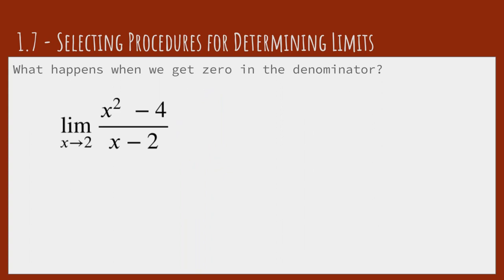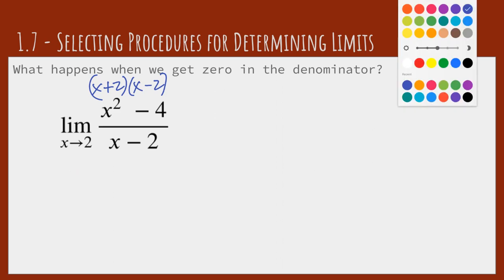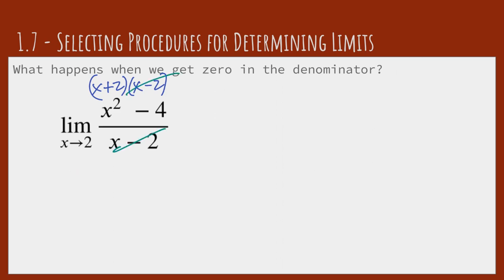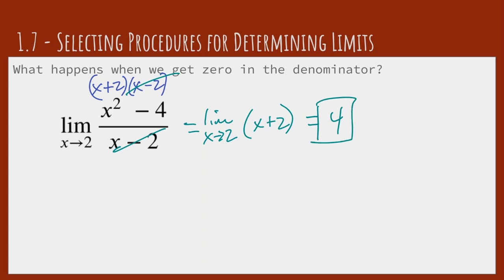So we might use trig identities, we might use conjugates to rationalize a numerator or denominator, or in this case, we can just use some algebraic manipulation using factoring. So we can factor the numerator as x plus 2, x minus 2. We recognize that x is not equal to 2, it's just close to 2, and that allows us to cancel. And then it's the same thing as the limit as x approaches 2 of x plus 2, and that's just going to be 4. So if we get 0 divided by 0, we don't know what the answer is. It's not necessarily going to approach infinity, although it still could.